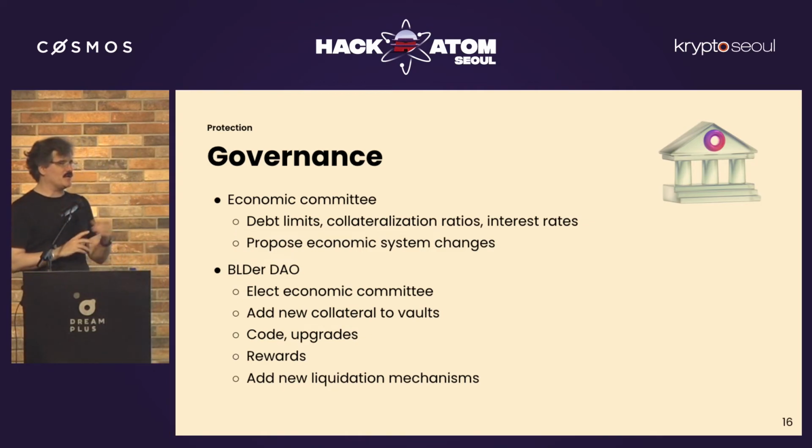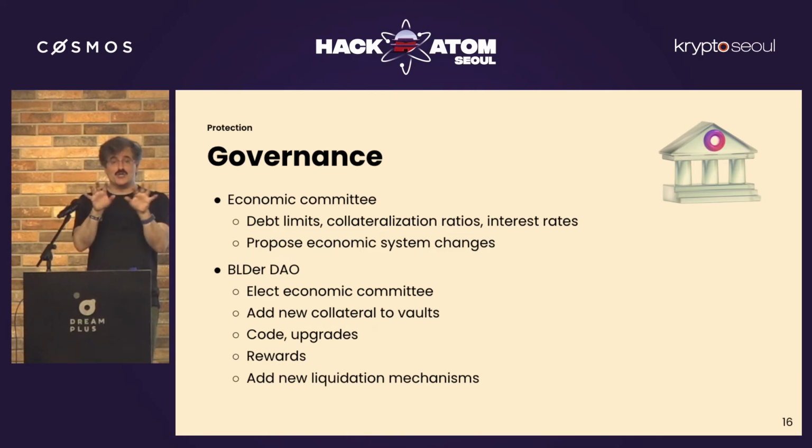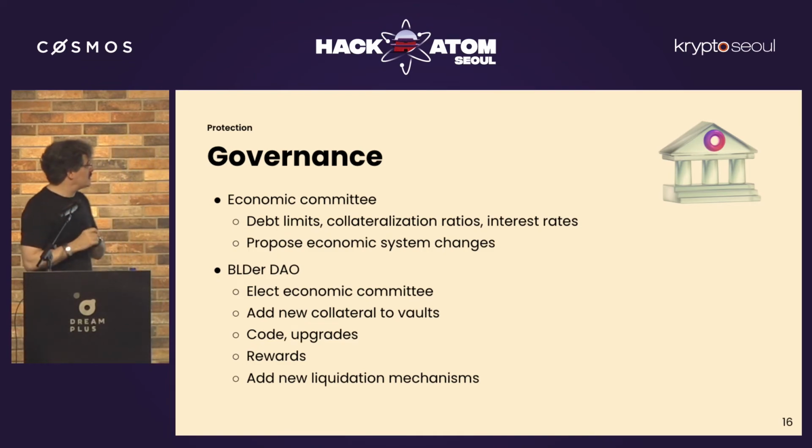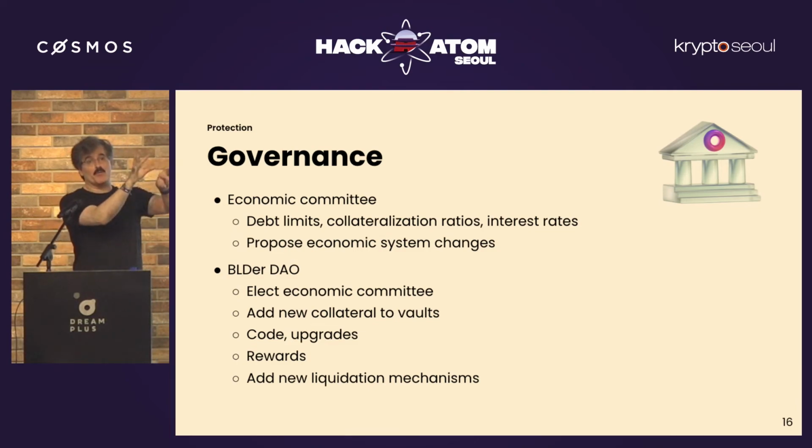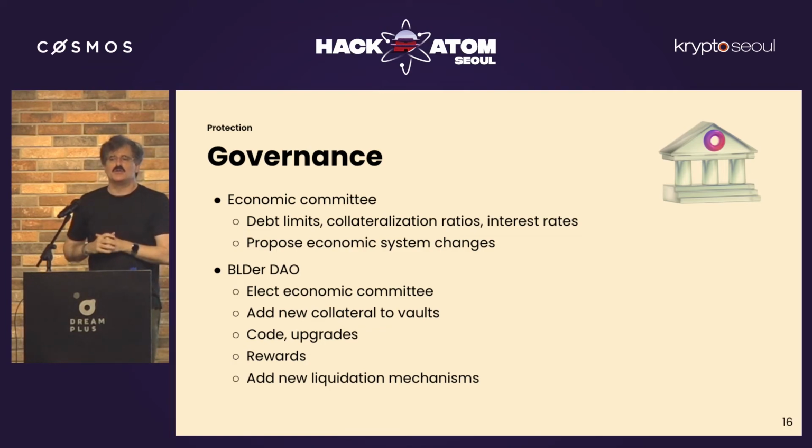So the economic committee controls debt limits to make sure that new things can come in, but they can't put the system at risk. It controls all of these interest rates and fee rates. And it can propose changes like, this delta neutral thing is really working. It would work this way. Here's what its debt limit would be. You should consider adding that to the sources of IST.